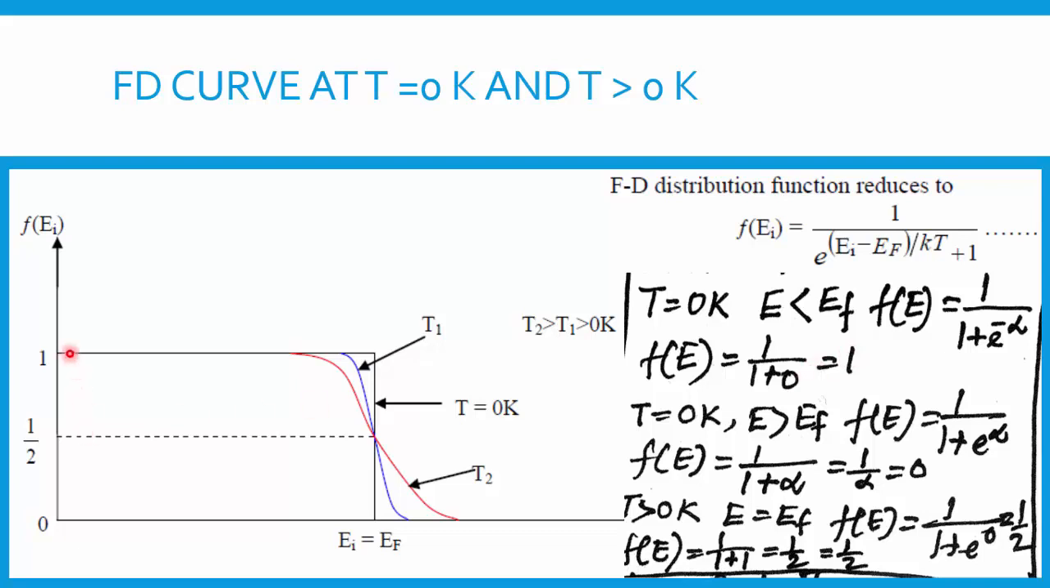So from the graph, you can see that for those energy values which are less than EF, the value of Fe is 1, and I'm getting the same value from this distribution function of FD. Fe is equal to 1.